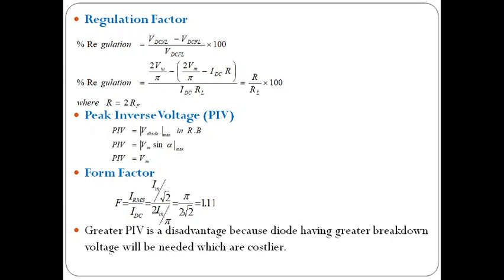Why? Because peak inverse voltage is nothing but the voltage drop across the diode when it is in reverse bias. So V diode equals Vm sin alpha in the reverse bias. We studied this previously. So when alpha equals 90, the peak inverse voltage equals Vm. This is the advantage of our bridge rectifier. In our center tapped full wave rectifier, peak inverse voltage equals 2 Vm, but here it equals Vm.